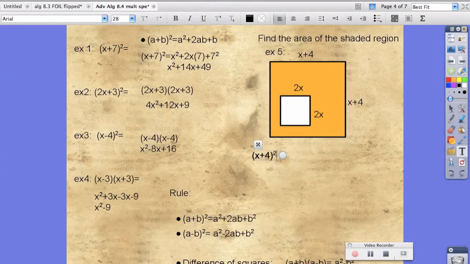The only thing is we don't want the area of the white portion or the white square. So we're going to subtract 2x times 2x or 2x quantity squared. And we're going to work on solving that right now. So x plus 4 quantity squared turns out to be x squared plus 8x plus 16 minus 4x squared. That leaves us with negative 3x squared plus 8x plus 16.